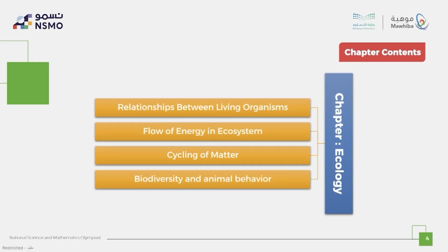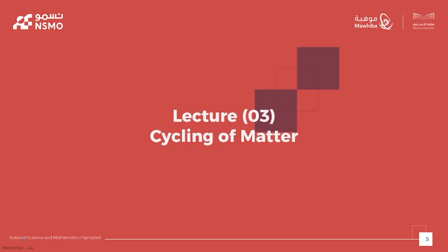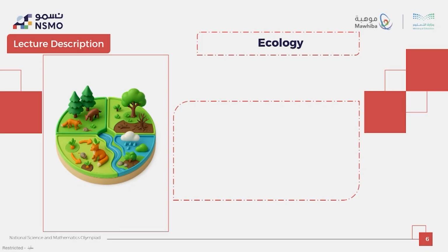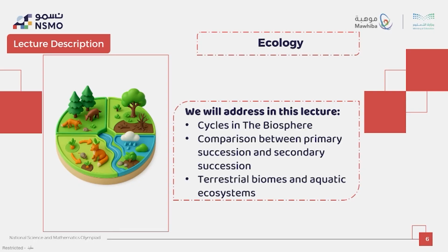So, we have completed interactions and energy flow, and today we place a check on the cycling of matter. Today's lesson is cycling of matter, and it's more important than it appears. Matter is neither created nor destroyed. It transforms and returns. This lecture addresses three areas: biosphere cycles, ecological succession, and terrestrial versus aquatic biomass. And also, we will see how Earth recovers after a fire or volcano, called ecological succession.